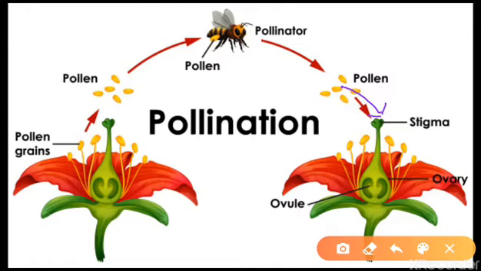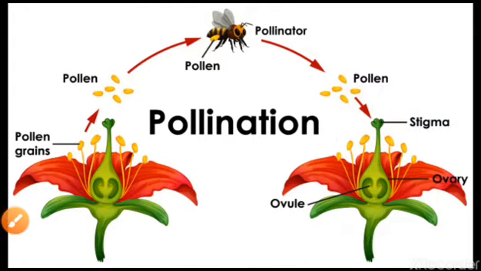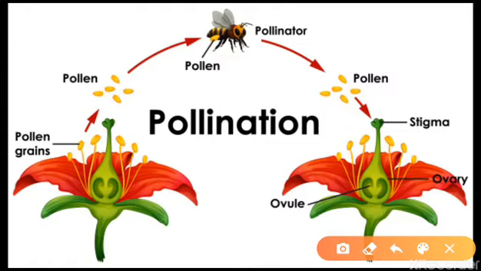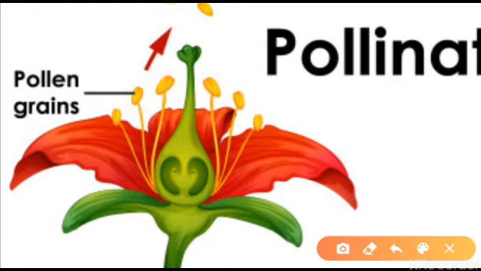Now pollination may be of two types. The first one is self pollination and the second one is cross pollination. Now what is self pollination, what is cross pollination? So let's start with self pollination. In the first diagram, I would like to tell you about self pollination. Let me zoom in on this one. If the pollination occurs in the same flower, that is self pollination.